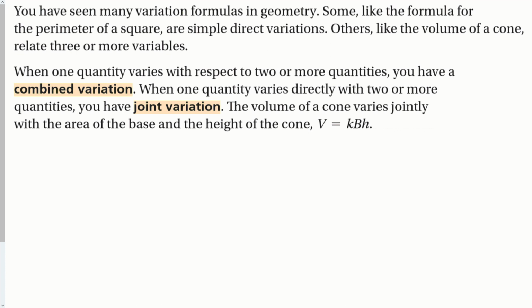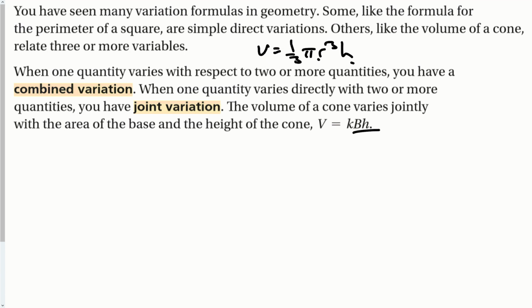All right, so we've seen many variation formulas in geometry. Some, like the formula for the perimeter of a square, are direct variations. Others, like the volume of a cone, require 3 or more variables. The formula for the volume of a cone, if you're not sure, is the volume is equal to pi r squared times h, all over 3. Or another way to write it is 1/3 pi r squared h. So basically for volume, there are no variables in the denominator, so this is a direct variation, except there's more than one variable, right? Pi is a constant, 1/3 is a constant.